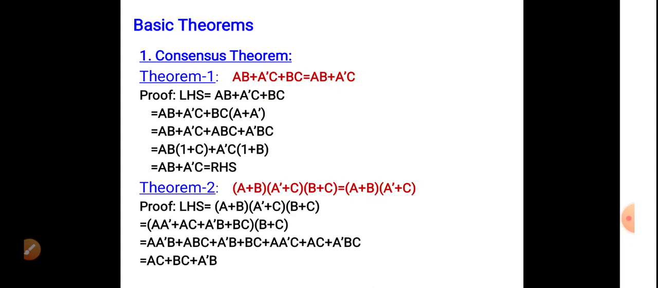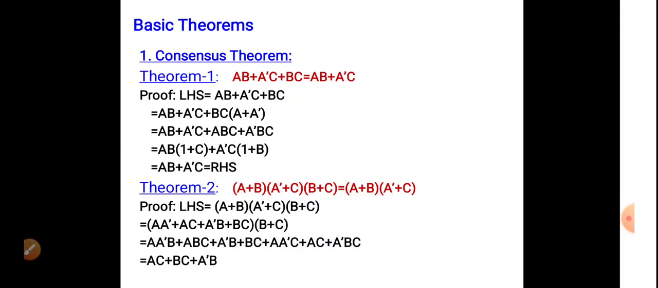Or in simple words, I can give another way of stating the consensus theorem: the variable A should be present once in the complemented form and the other time in the uncomplemented form. So in the first case we have AB, and in the second case we have A complemented C.